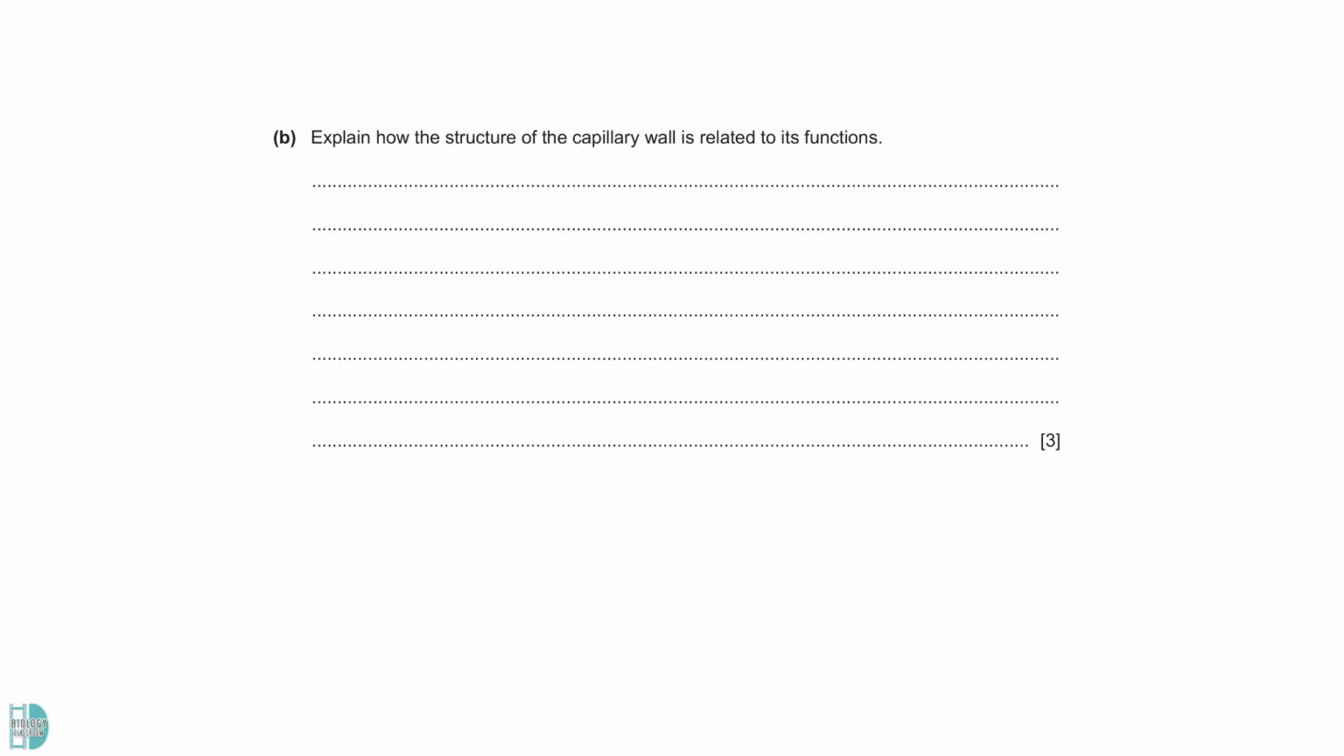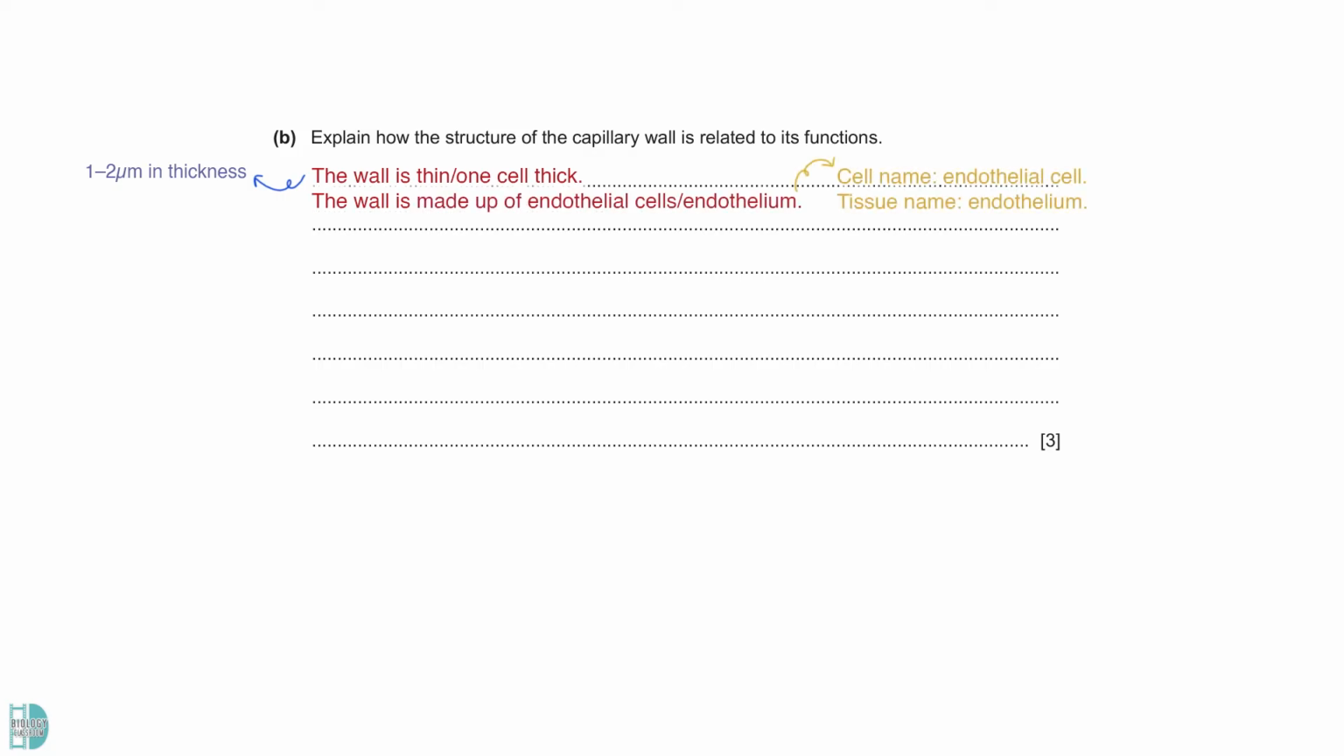B. Explain how the structure of the capillary wall is related to its function. Unlike arteries and veins, which have 3 layers of tissue, the wall of a capillary is only 1 cell thick. The thickness is only 1 to 2 micrometers. The wall is made out of endothelial cells. You can also use the term endothelium if you are referring to the tissue. This allows gas exchange to occur more effectively as there is only a short distance for diffusion. The rate of diffusion increases as the distance decreases.